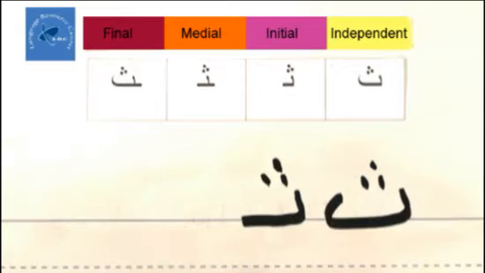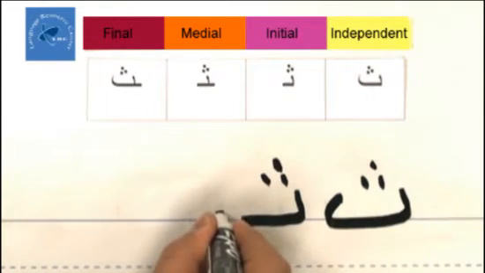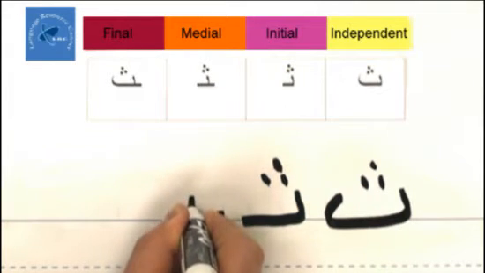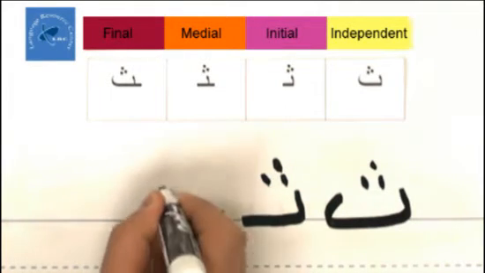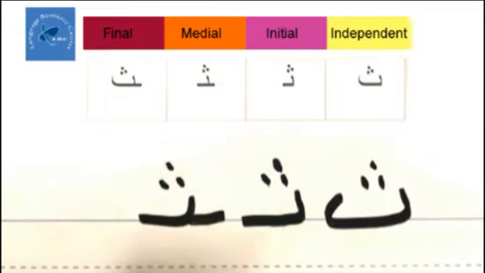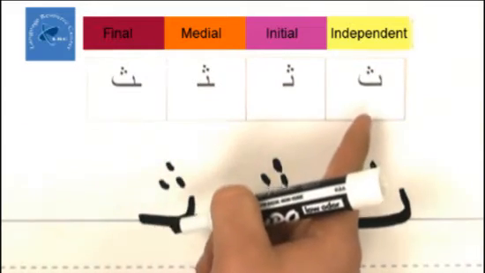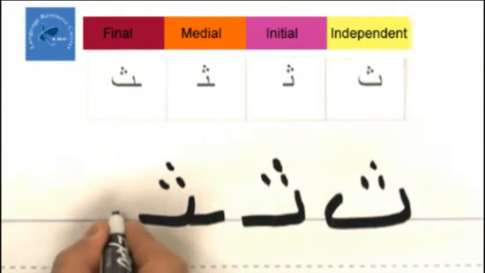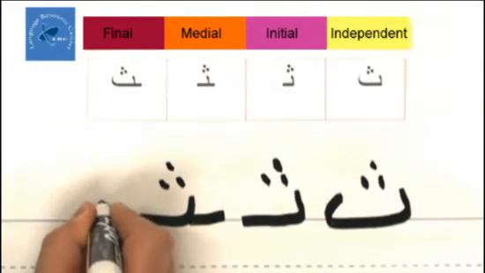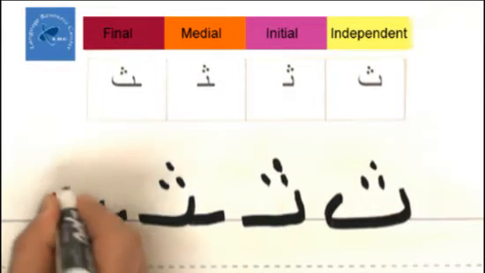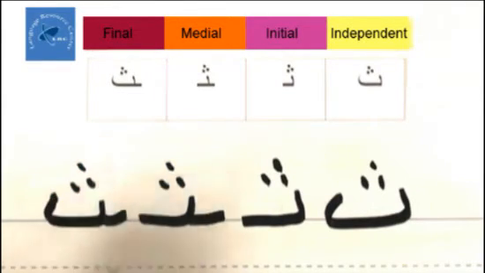Th. Th in the medial position, we start with a tail, tooth, tail, and 3 dots on top. And finally, th in its final position, the same as the independent except for a tail before it. So we do a tail, tooth, line, tail, and 3 dots on top. Th.